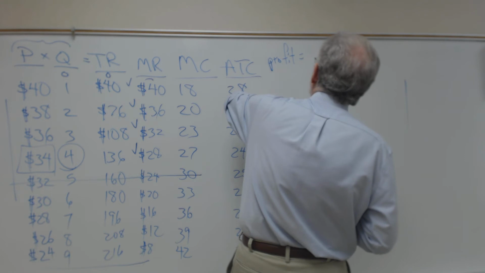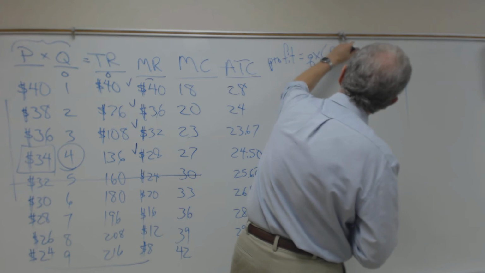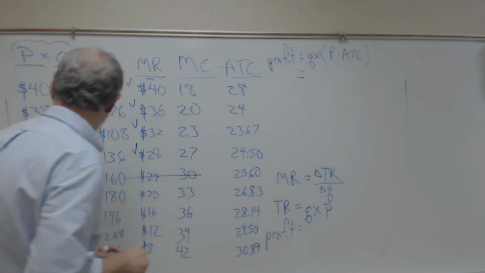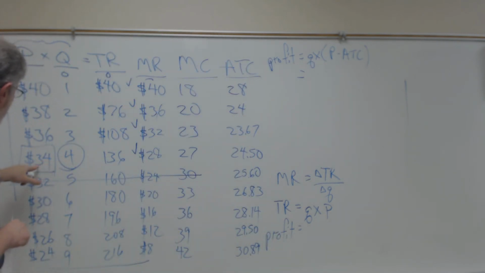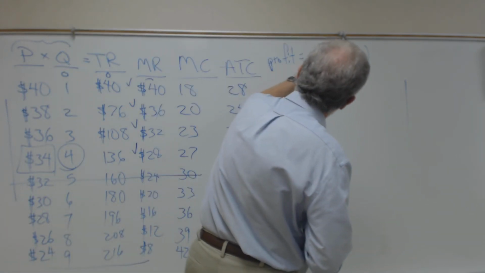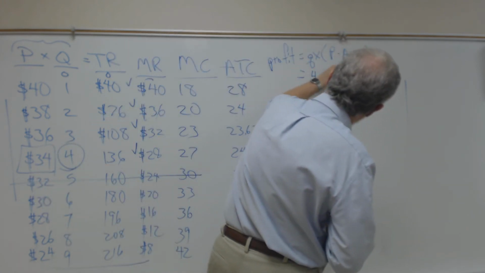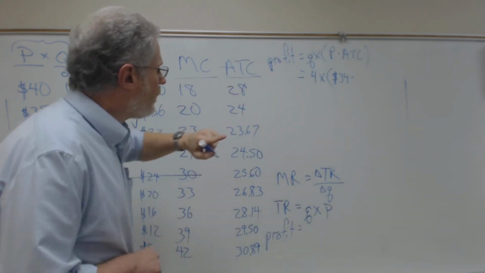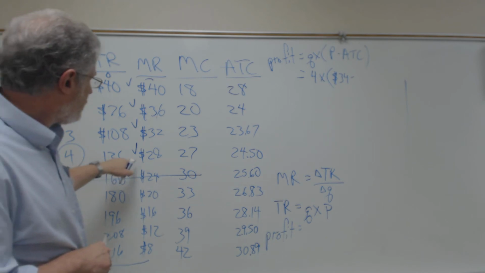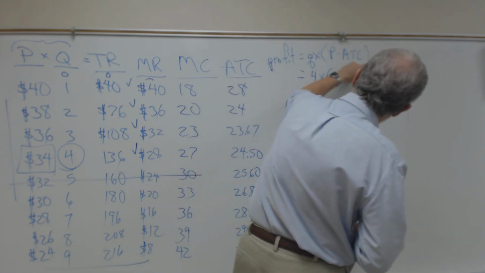Profit is number of units times price minus ATC. And if you get your equation right, and you found the right quantity and the right price, you just plug it in. He's going to sell 4 units. He's going to charge $34. His average total cost, we want to know his ATC if he's producing 4 units. And so we read over to here, and we see that that is going to be $24.50.